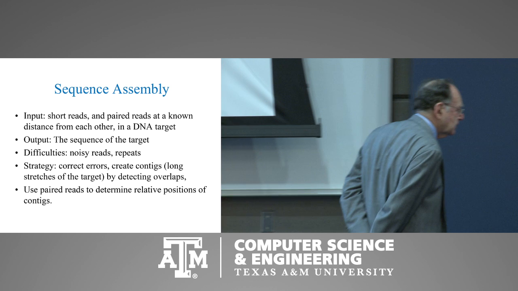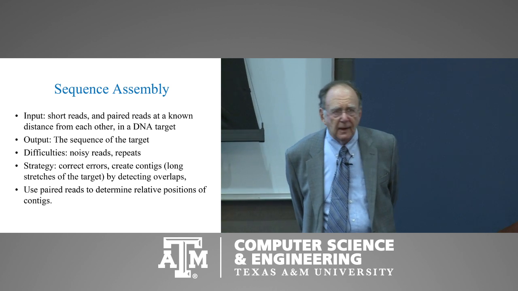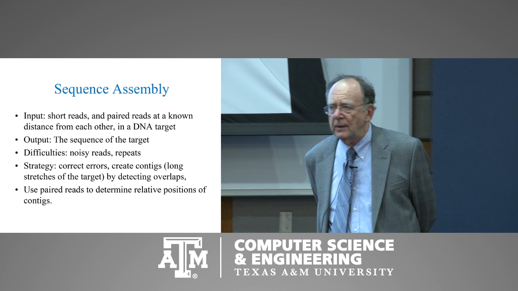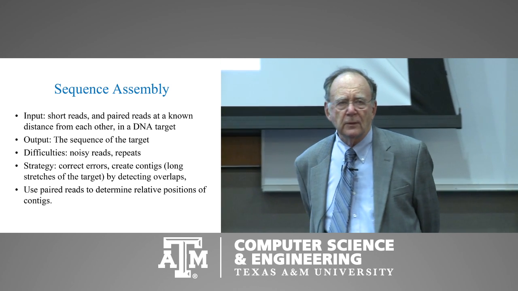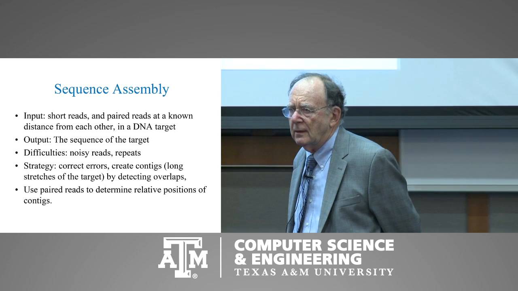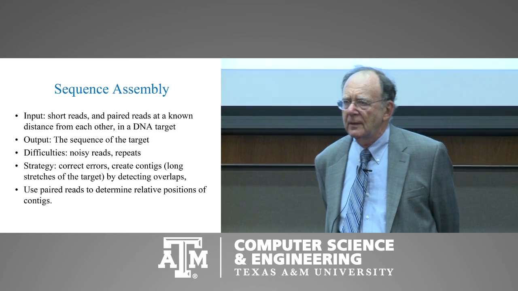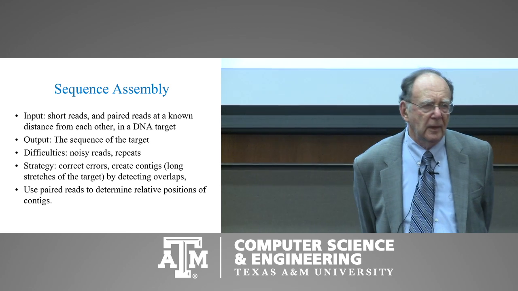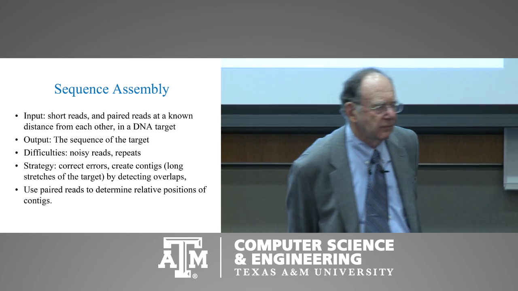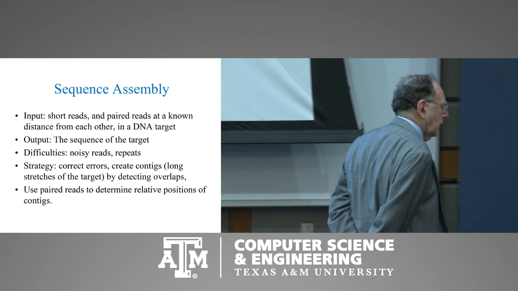But it's exacerbated in the case of genomes because the DNA book has many repeated sequences that occur over and over in the DNA. And those repeats mean that whenever two reads overlap, you can no longer assume that they come from the same part of the genome. They may come from different repetitions of the same sequence. So it's a very difficult problem.